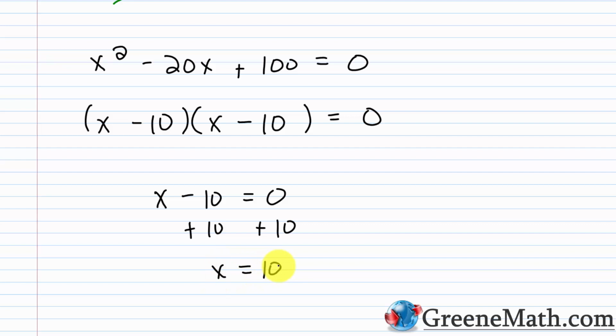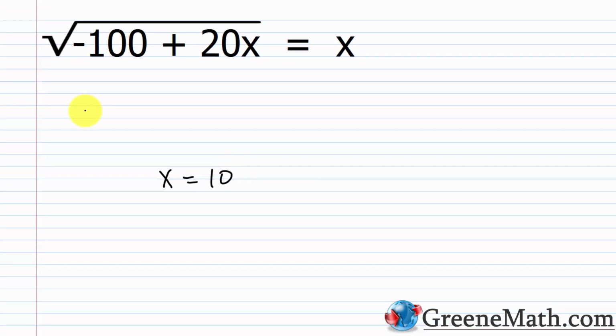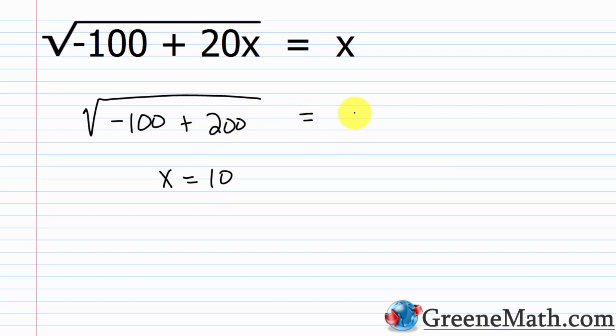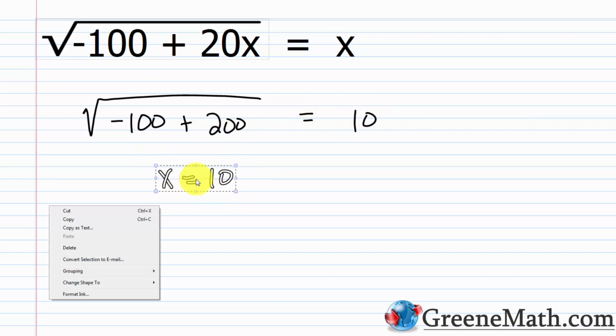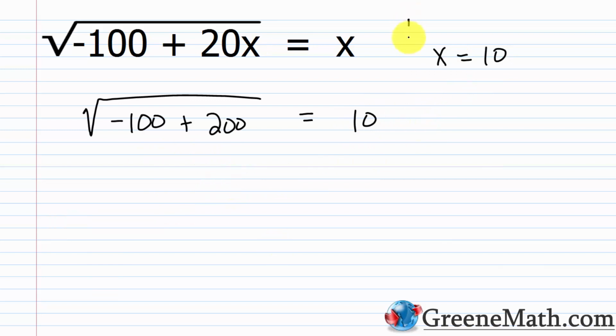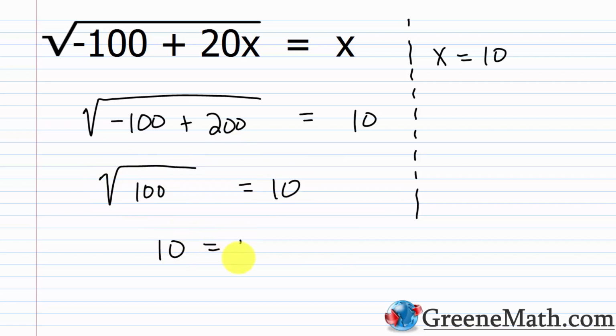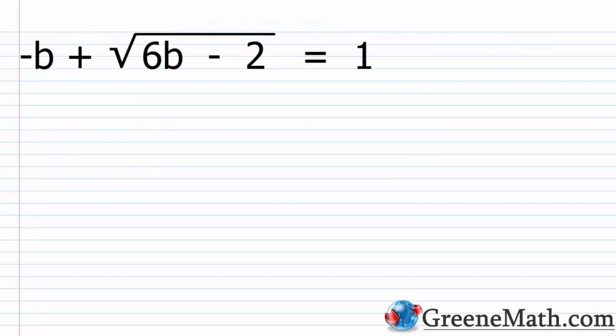So let's check this out in the original equation. Okay, so if I have square root of negative 100 plus 20 times 10, 20 times 10 is what? That's 200. This should equal 10. Okay, so if I simplify this, negative 100 plus 200 is 100. So I'd have the square root of 100 equals 10. And that's true, right? You get 10 equals 10. So yes, this is a valid solution. x equals 10. All right, let's take a look at another one.